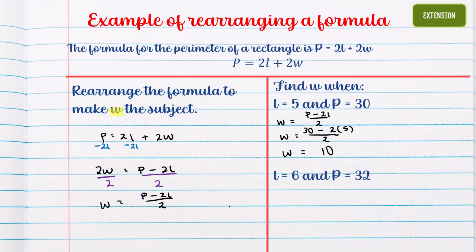Feel free to pause here and have a go by yourself, but I'm just going to do the same thing now. I've got my width is equal to P minus 2 times L over 2. That means my width is equal to 32 minus 2 times 6 over 2. 32 minus 12 would once again, pardon me, be 20, and so my width is once again equal to 10. And we're going to say units because we're still finding a unit of measurement here, but we're not sure if it's centimeters or meters, so we just call it units. Okay, but that is how you rearrange a formula.